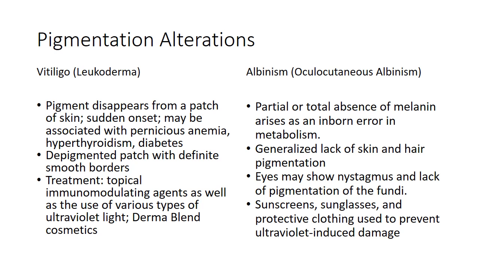And then the other type is albinism, which is albino. So either some or all of the melanin is gone in the skin, in the hair. And so these patients are really at risk for damage from ultraviolet radiation, and so talking to them about wearing sunscreen, sunglasses, and protecting themselves from those harmful rays is very important.